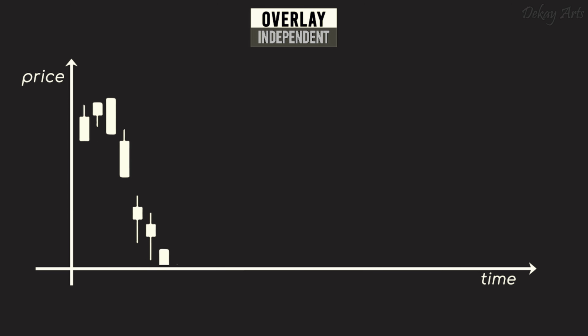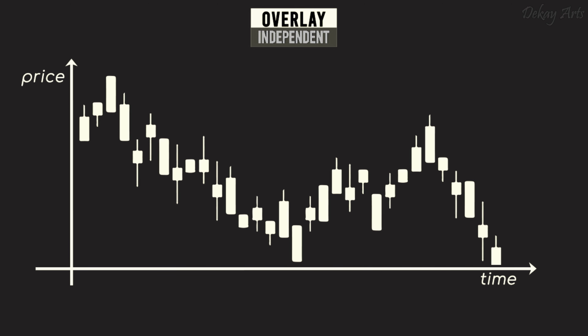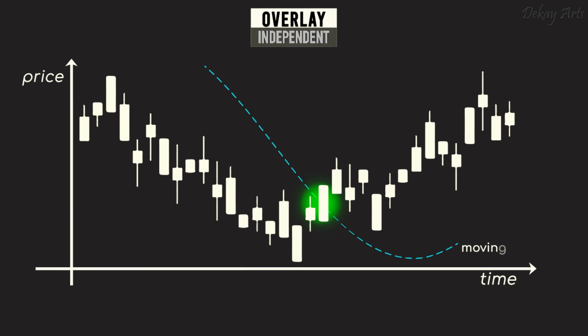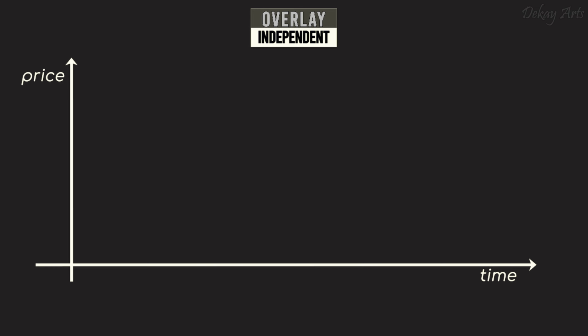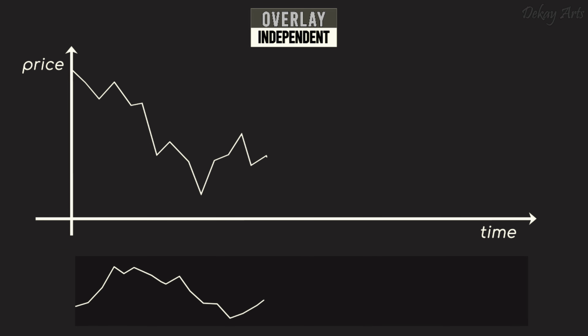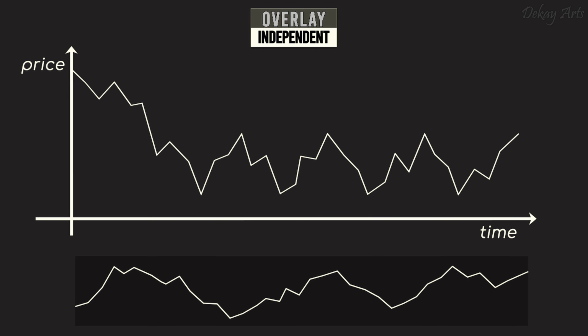Let's look at the third way of classification, which is overlay and independent. Overlay indicators, as the name suggests, are overlaid onto the price action, for example moving averages and Bollinger Bands. Independent indicators are shown in a separate graph, for example MACD and RSI.